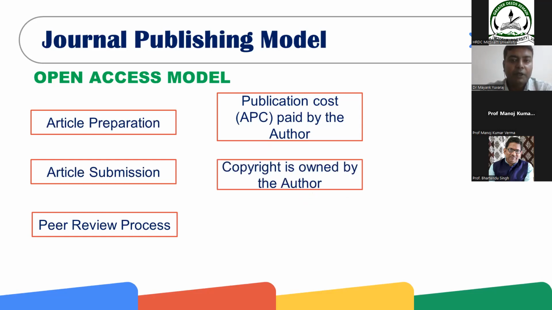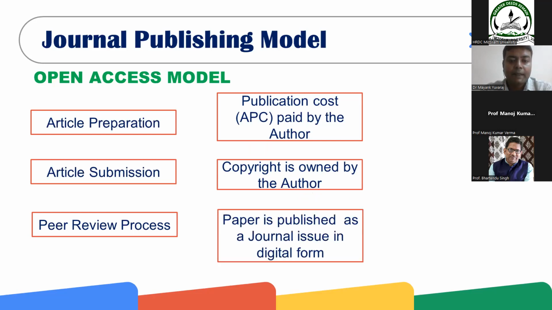Here, the copyright was retained by the author. But in the traditional model, the copyright was retained by the publisher. Then after the publication cost was paid, the paper was published as a journal issue in digital form. Mostly in this open access model, you will see that most of the journals these days are available in online, digital format.